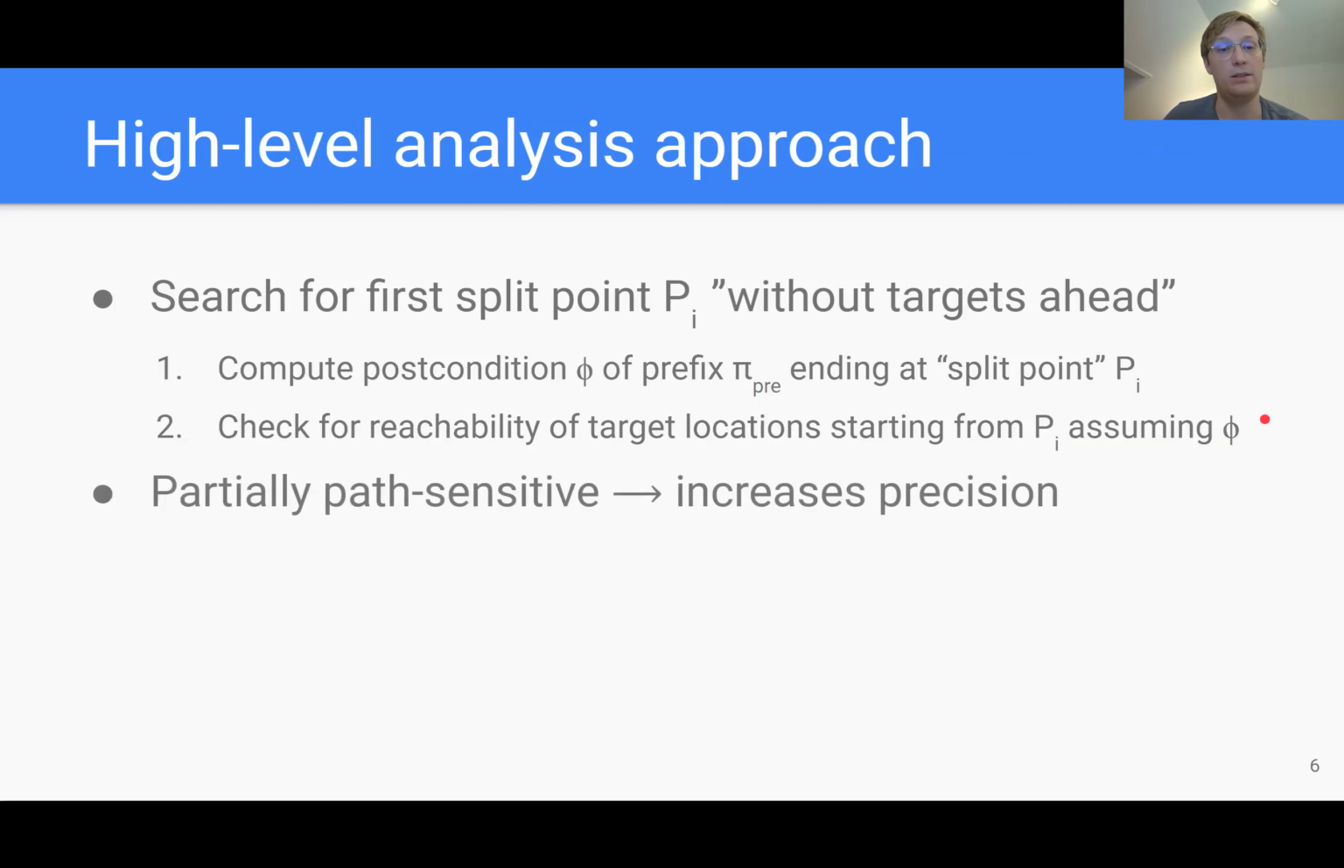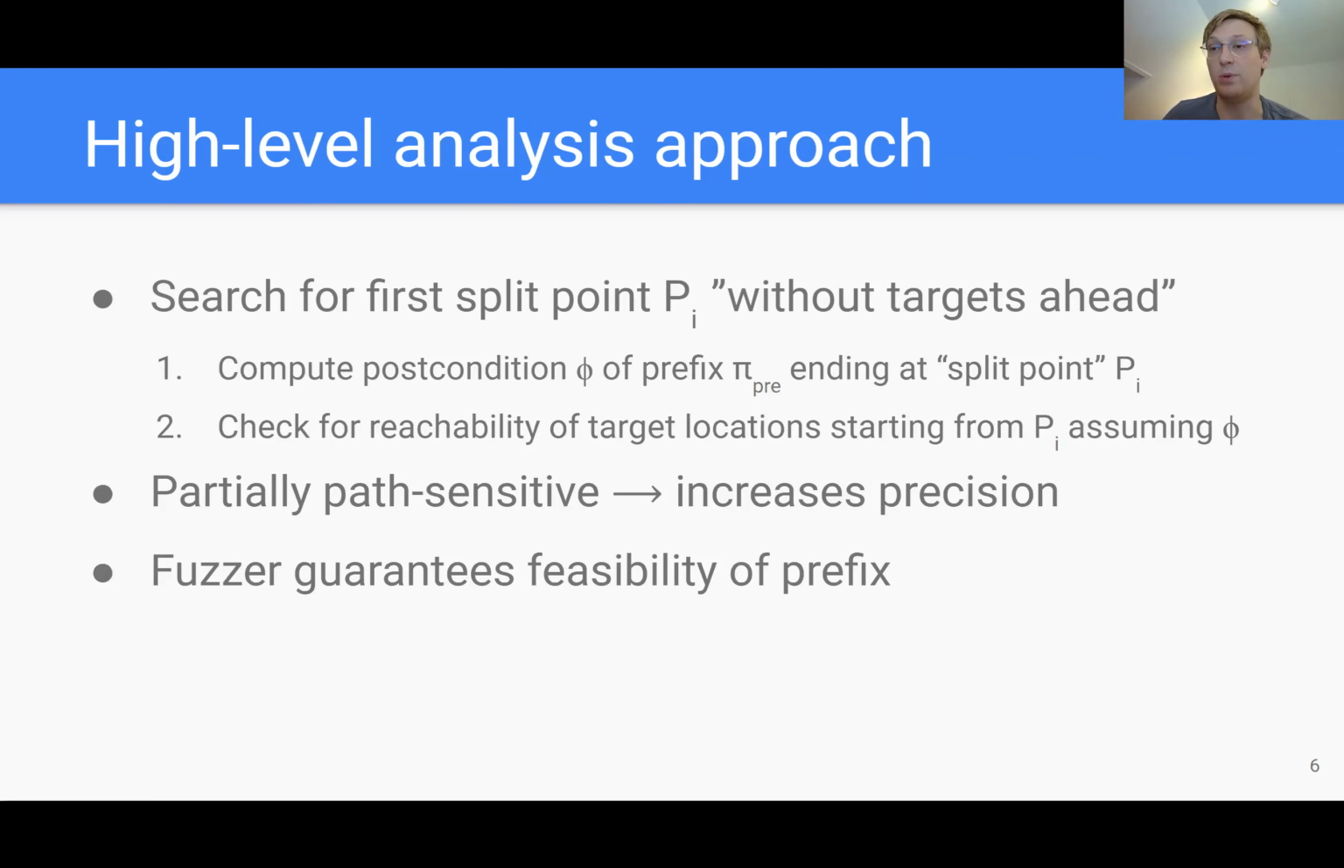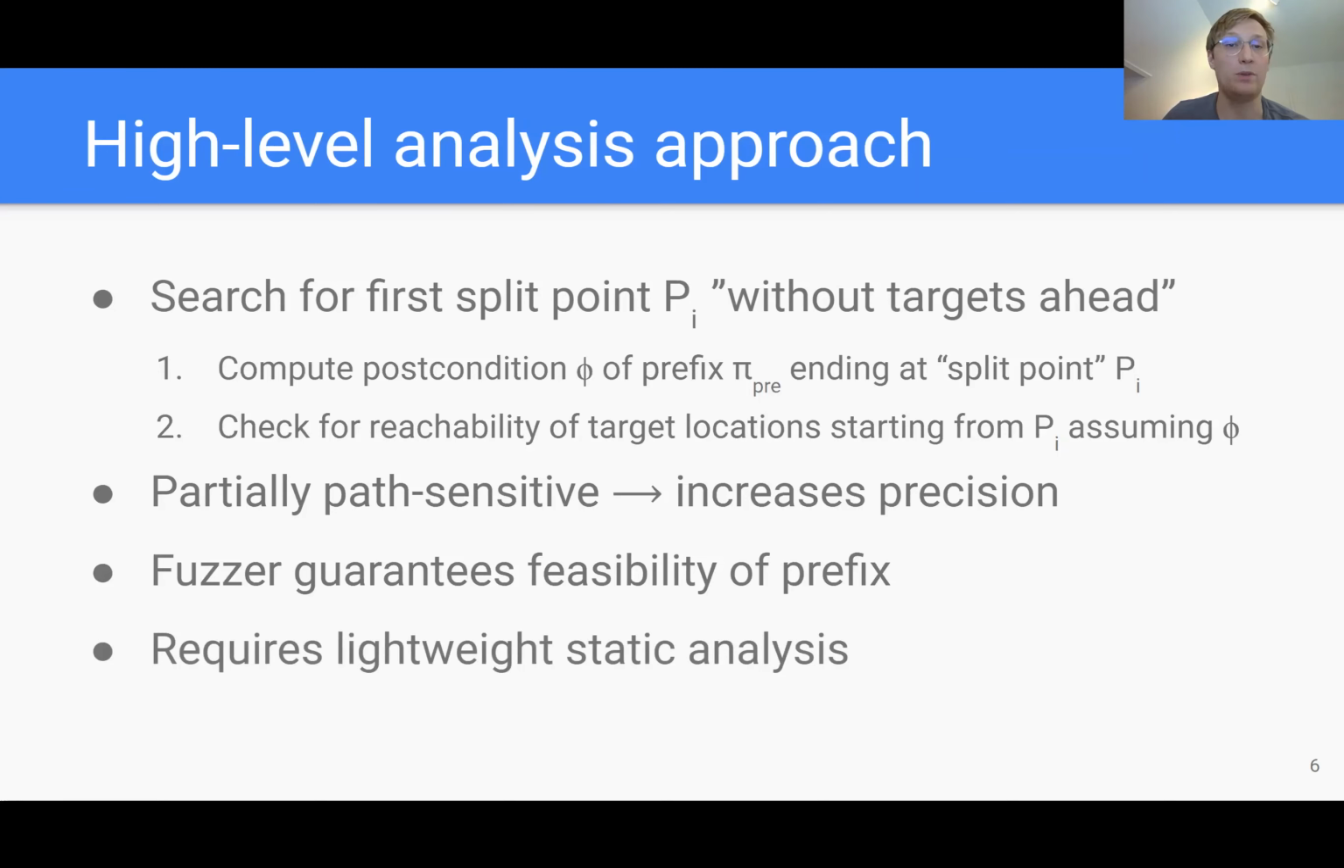As you can see, this analysis is partially path sensitive, since for the first step we essentially analyze straight line code. This makes the analysis more precise since we avoid operations like joins that typically reduce precision. We can also be sure that the prefix is actually feasible since the fuzzer actually generated an input that explores it. However, we need to be careful with this analysis since we run it many times and we need to make sure it's a lightweight analysis.